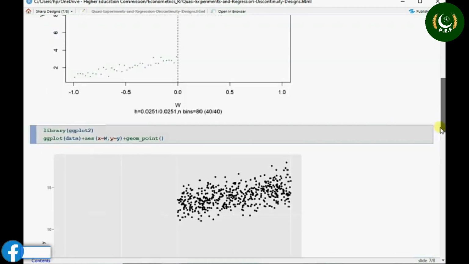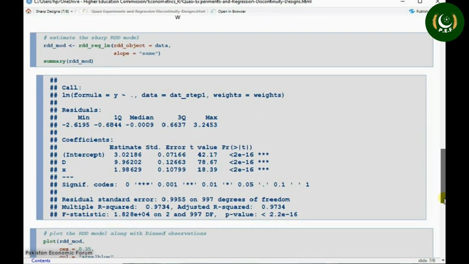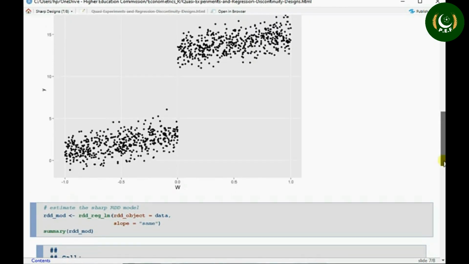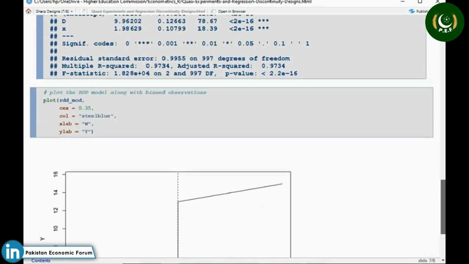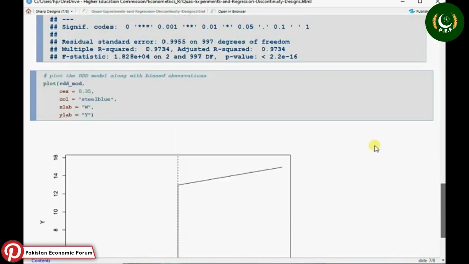This is made with ggplot2, and similarly you can use the regression discontinuity design model, RDD. You see a linear regression model with data and the same slope, and then you can see that there is a difference of 10 units between those who receive the treatment and those who don't, and you have fitted this line. These are sharp regression designs.